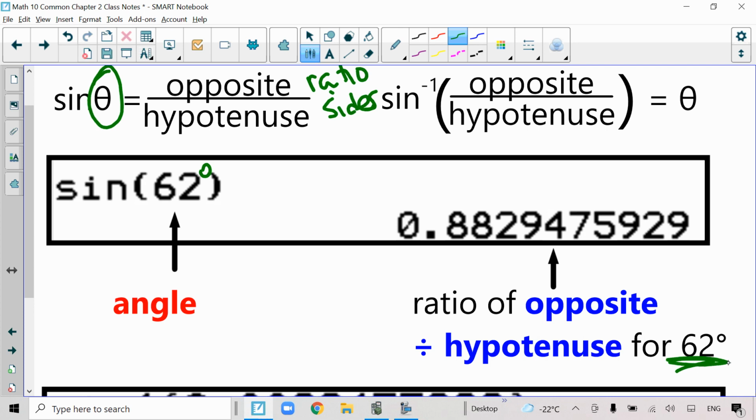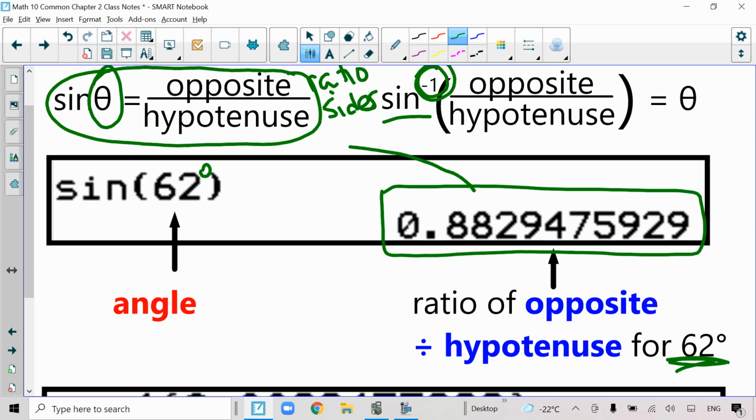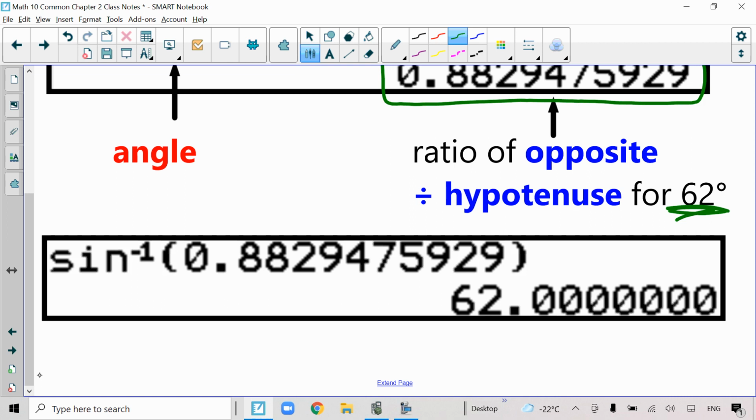Now, if I want to undo that, meaning instead of starting with the angle and getting the ratio, what if I start with the ratio and go backwards to figure out the angle? Well, that's when I'm going to use sine inverse. If sine of an angle is opposite over hypotenuse, then sine inverse (the -1 means inverse) of the opposite over the hypotenuse will give me the angle. If I do sine inverse of this ratio, I should go backwards and get that 62-degree angle. Let's look. Sine inverse of that, yes, I get a 62-degree angle.